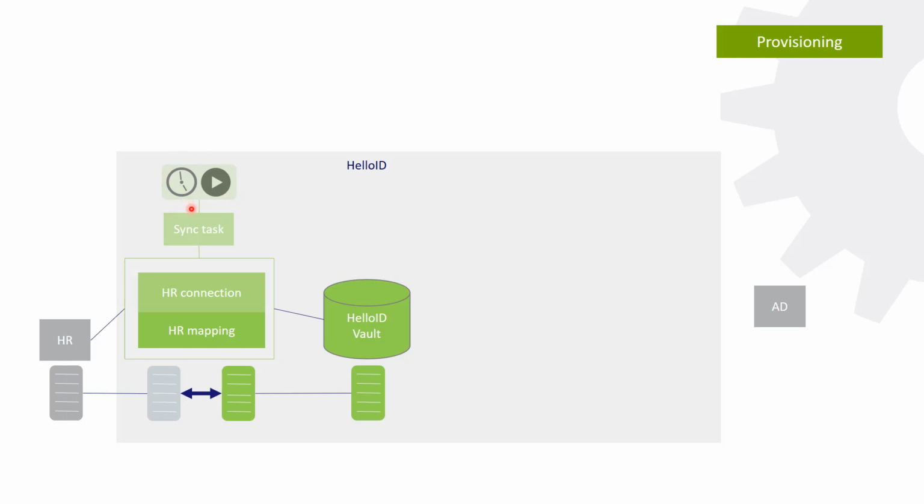So if this is being executed, the connection is being set up, the mapping is being set, and information is synced from HR into the vault. If a change is being executed here, the events will be triggered. And in this example, I will fire off the created event, but if an update has been happening here, it fires off the update, and of course it can also be the deleted event.